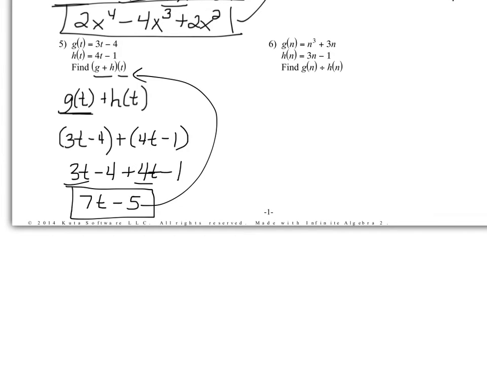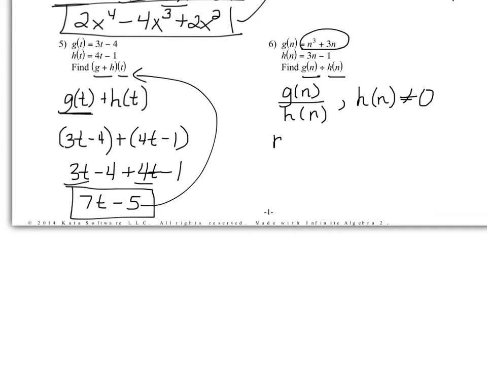Next problem is g of n divided by h of n. So I'm going to take g of n divided by h of n. And remember, we talked about this yesterday, h of n cannot equal 0. So we'll talk about that in just a second. Okay? So we're going to take g of n, which is n cubed plus 3n.